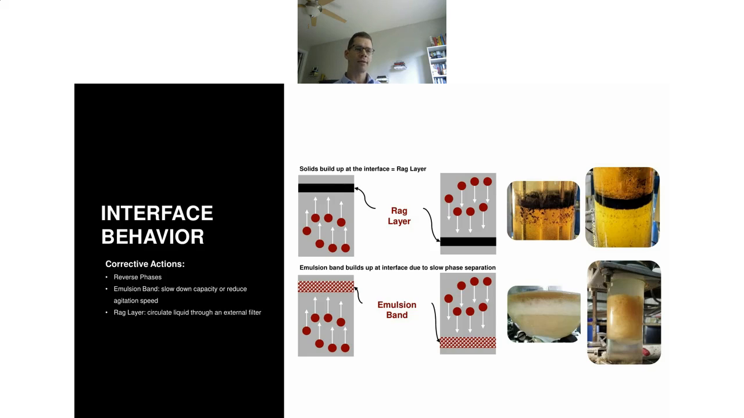Whenever we scale up to a commercial scale column, even if we don't see a rag layer forming at that controlled interface, we always put nozzles around where it'll be in the commercial scale column, just so our customers have that flexibility. If a rag layer does form down the road, they can install the appropriate pieces of equipment to take care of it continuously.